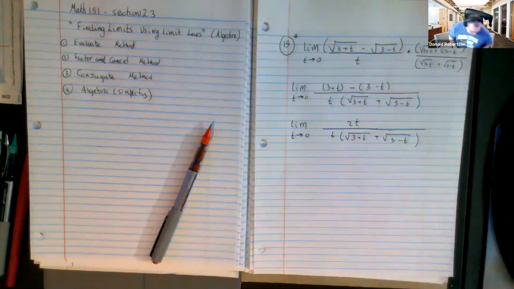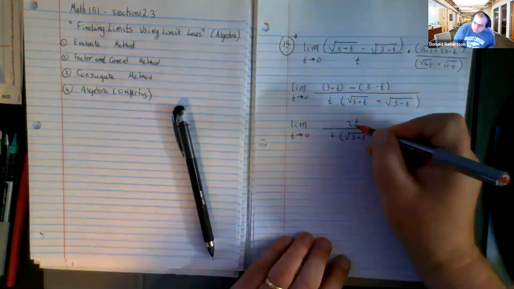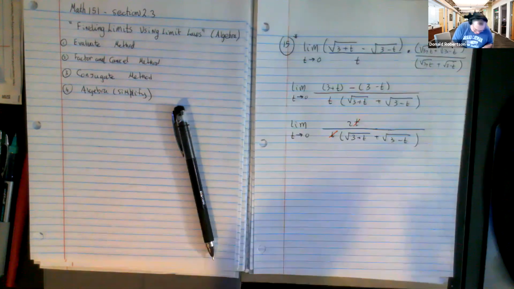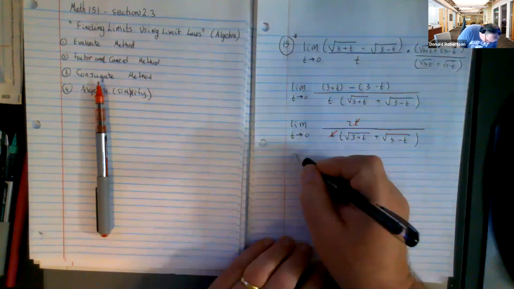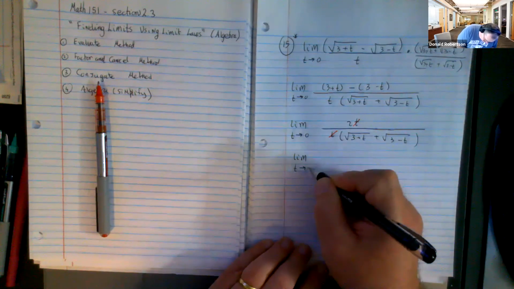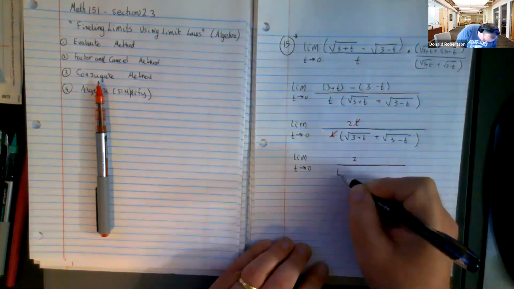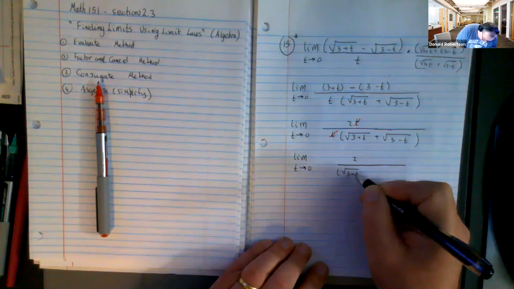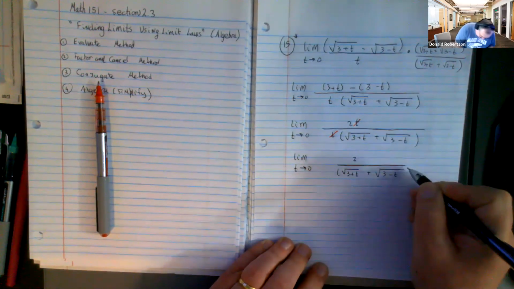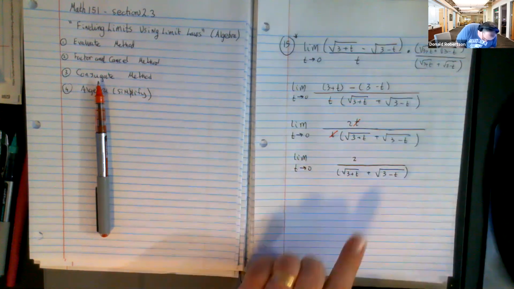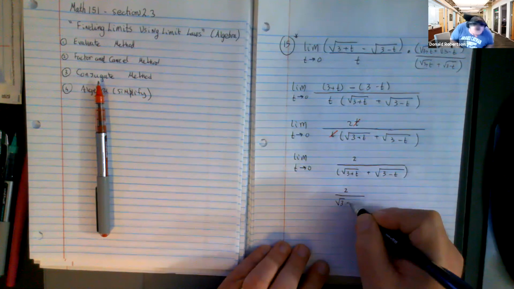Okay. Cancelling is pretty obvious, I think, this time. Can't you cancel a t? And we are now looking at the limit as t tends to 0 of 2 over that square root add that square root. Well, if you plug in 0 here, you'll get 2 over the square root of 3 plus the square root of 3.